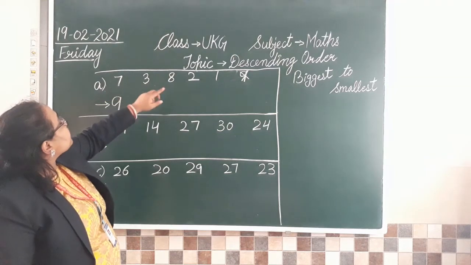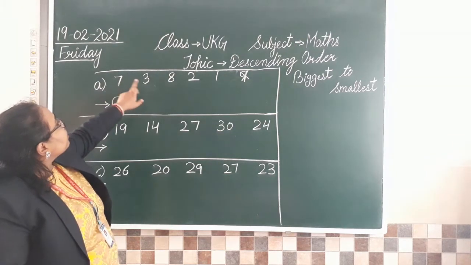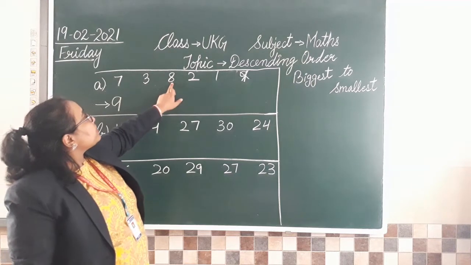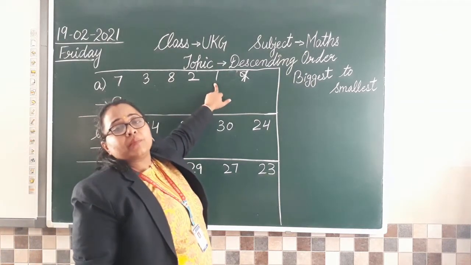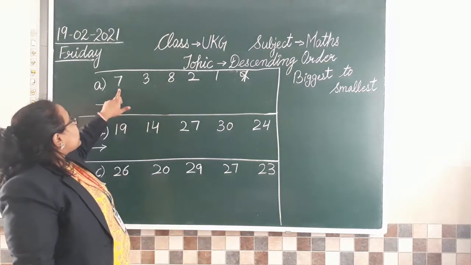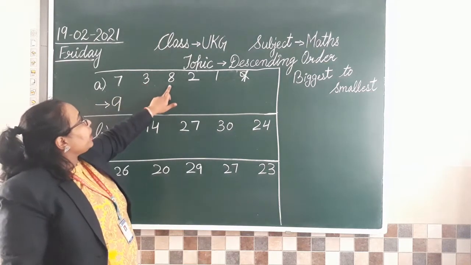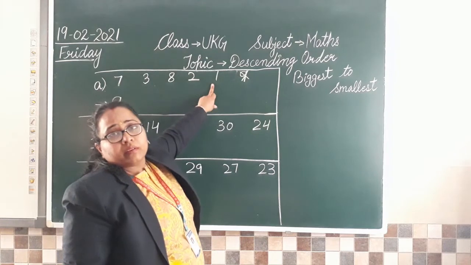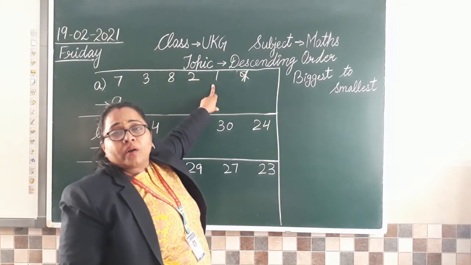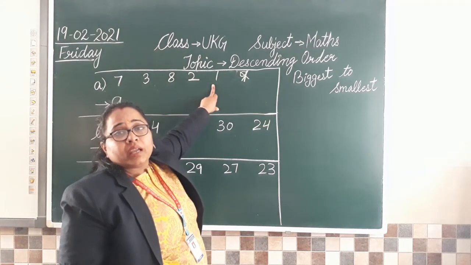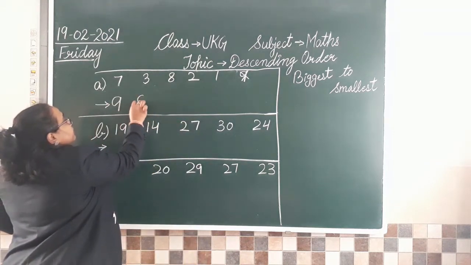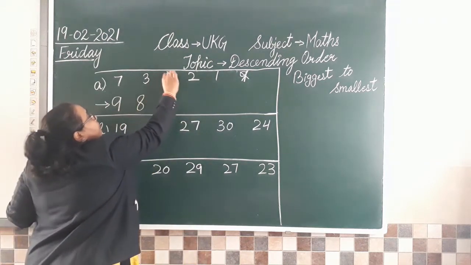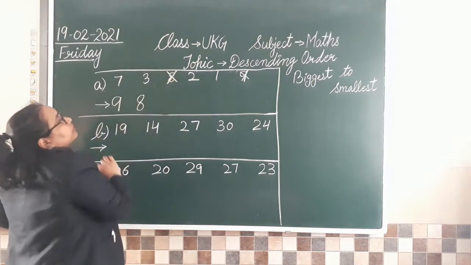Now which will be the next number? 7, 3, 8, 2, 1. Now tell me which will be the next number to copy here? 7, 3, 8, 2, 1. So we are going to copy down 8. Very good. So I'll write 8 and we will put a cross here.